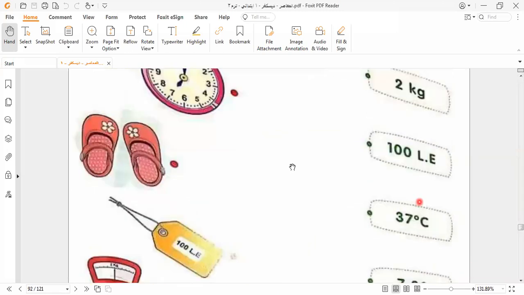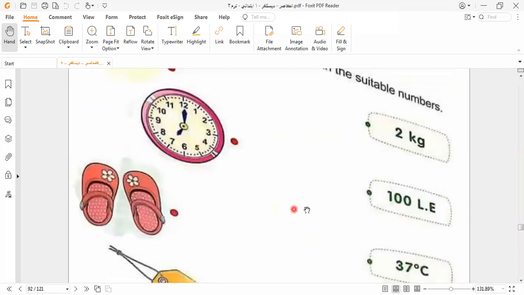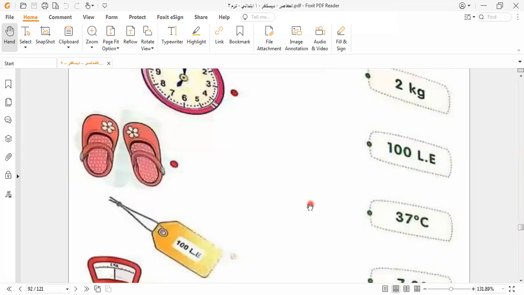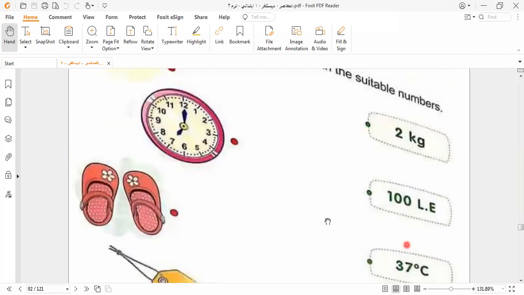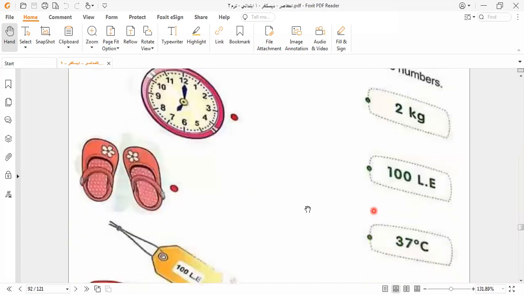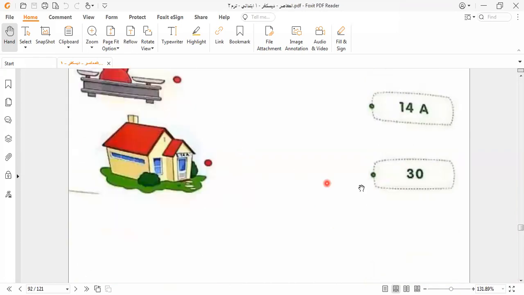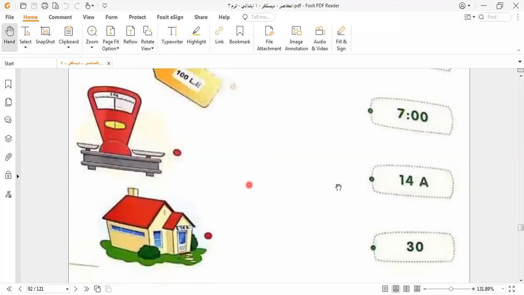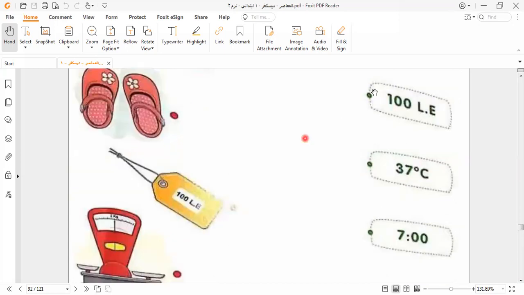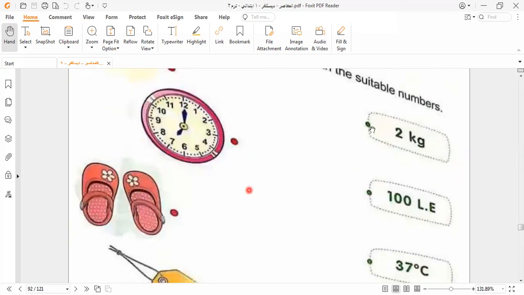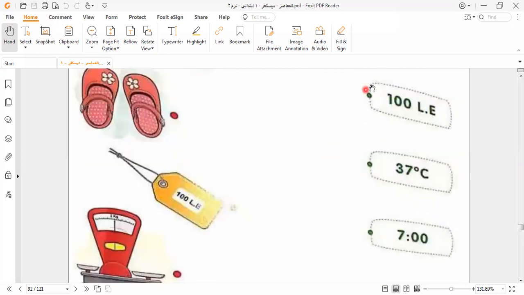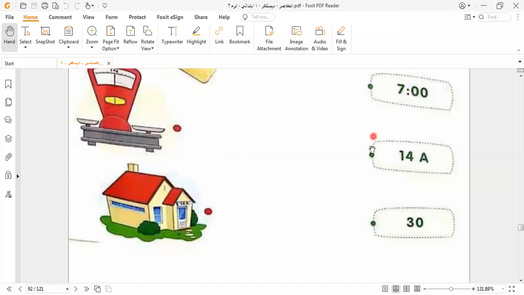Here is a picture, and here are numbers that belong to these pictures. We match the suitable picture with the suitable information. Here is 7 o'clock. Which one is 7 o'clock here? This one, so I select this one. Here is the number two, so I select this one by the last one. There is the price, so I select 100 by this one. Scale: which one is the scale here? 2 kilograms, so I select the first one by this one. This is the number of the address, the number of the building, so I select this one by this one.